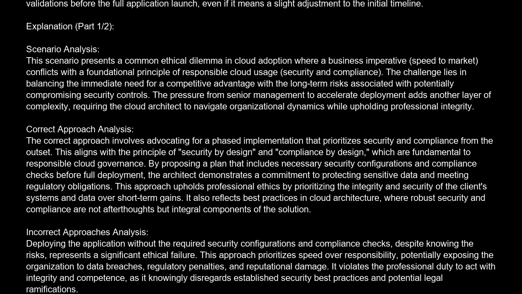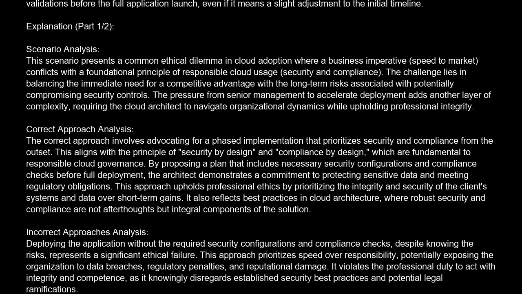The correct answer is A. Advocate for a phased deployment strategy that incorporates essential security configurations and compliance validations before the full application launch, even if it means a slight adjustment to the initial timeline. Explanation. Scenario analysis. This scenario presents a common ethical dilemma in cloud adoption, where a business imperative, speed to market, conflicts with a foundational principle of responsible cloud usage, security, and compliance.